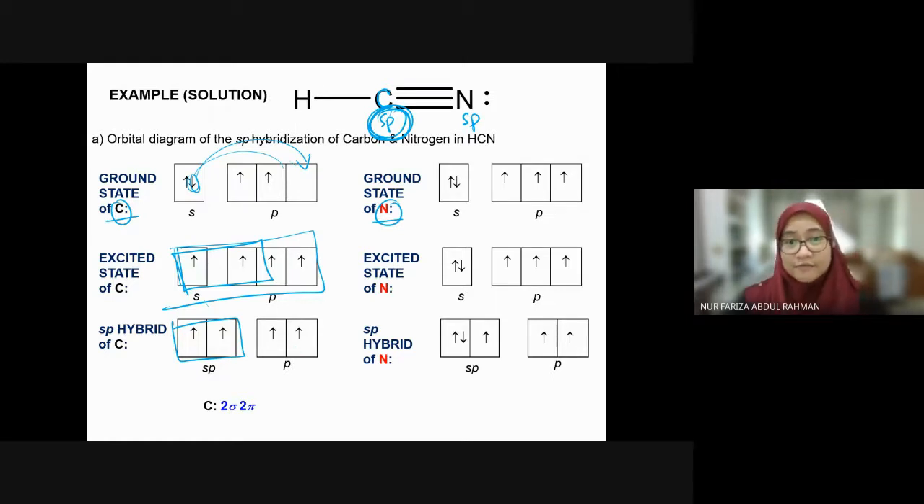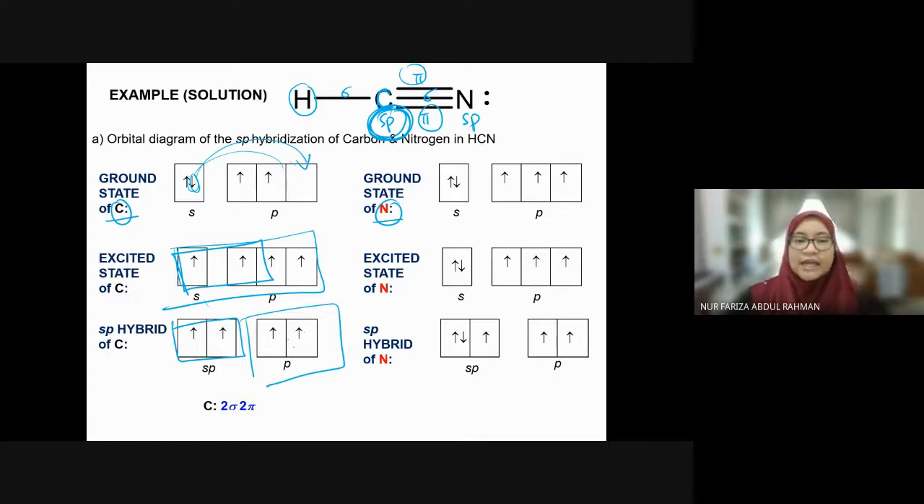So on the carbon we have 2 pi bonds and 2 sigma bonds. One sigma bond is between hydrogen and carbon. The second sigma bond is between carbon and nitrogen. So the pi bonds are explained by these unhybridized p orbitals.